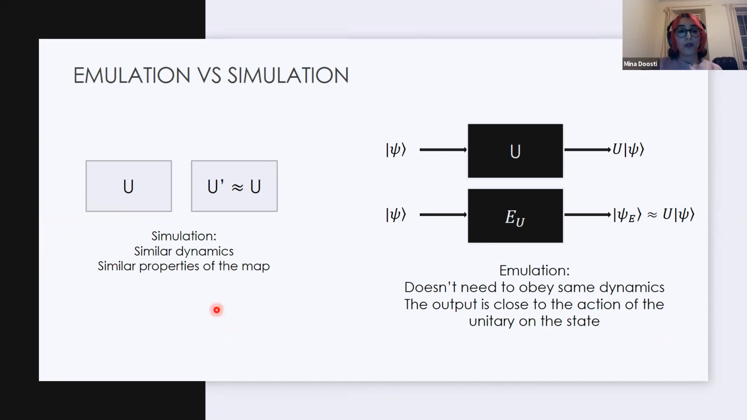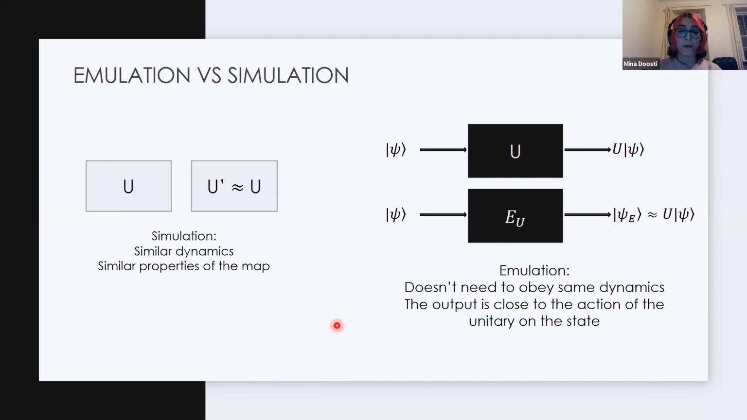So in simulation, you usually want to reproduce the map. If you have a unitary, you want to reproduce the same dynamics of your map. But in emulation, you actually don't care about reproducing the same dynamic. What you care is that for a given quantum state, the output of the algorithm that you make is very close to the actual output of the dynamic. So you don't want the whole action to be the same, but on a given quantum state or a set of given quantum states, you want it to reproduce the same output.